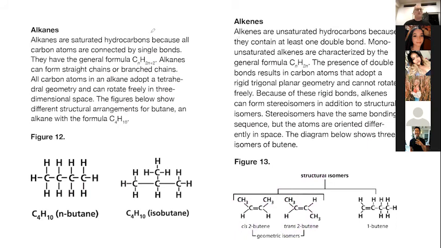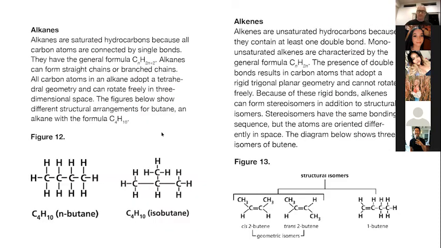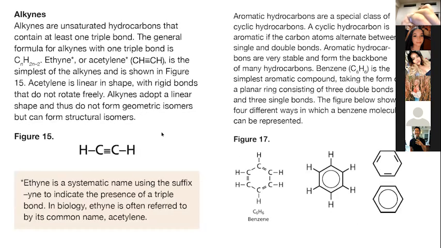Keep going. So alkanes, all saturated bonds, all single bonds. Alkenes, one or more doubles. Here we go. Alkynes have triple bonds. So alkanes, A-N-E, single bonds. Alkenes, E-N-E, double bonds. Alkynes, Y-N-E, triple bonds. So here we have the triple bond.